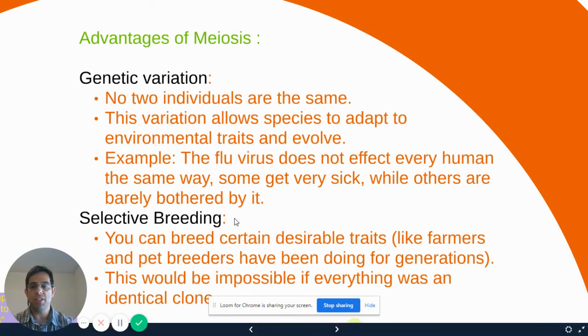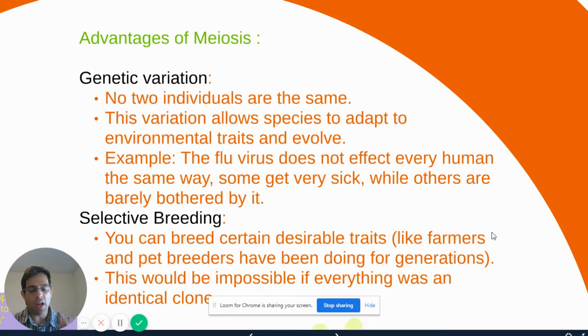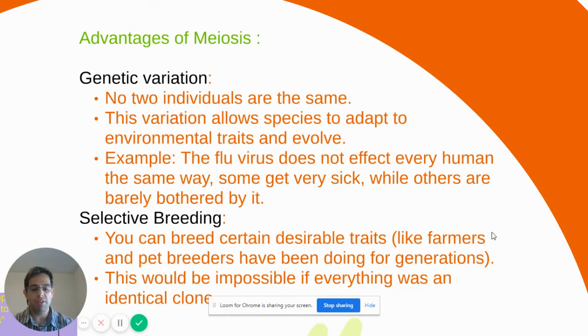Another advantage of meiosis is selective breeding. You can breed certain desirable traits, like farmers and pet breeders have been doing for generations. In agricultural science, it's very important, for example, for me to have my fruits or vegetables the most beautiful and apparently yummy as possible. So we can breed. You can check for these different traits and focus on the traits that I want the most, which is something we're going to see in genetics later, which is the next unit.